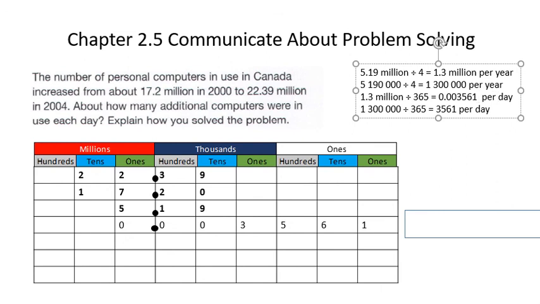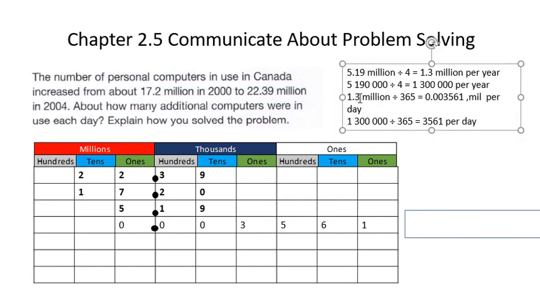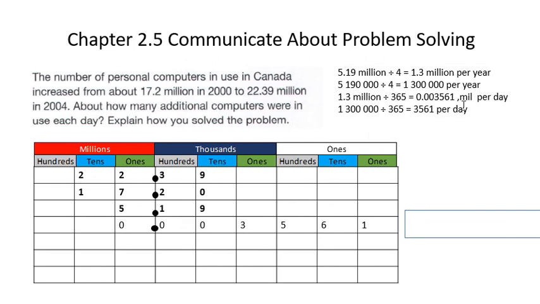This number here being 0.003561 million per day, and not just that's how many computers there are. So that's an important distinction to make.